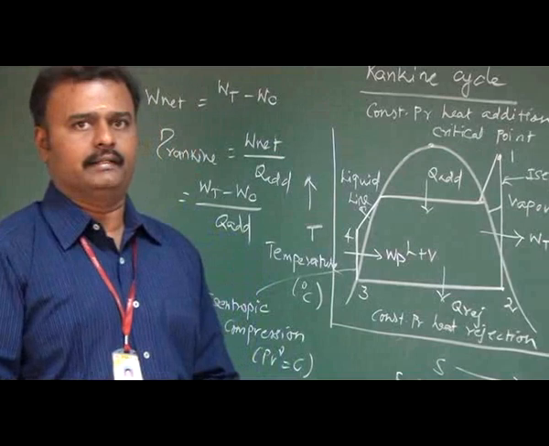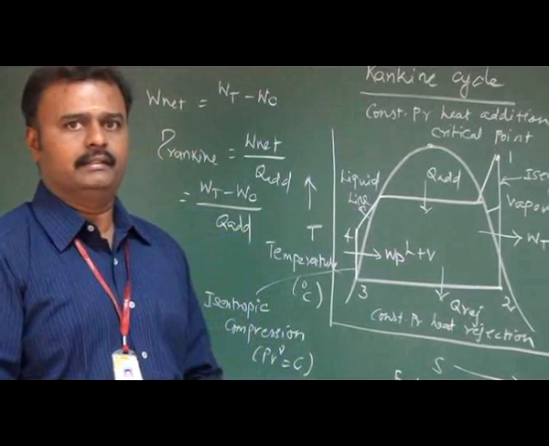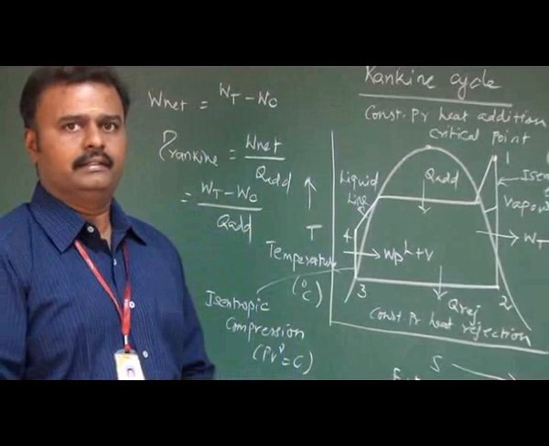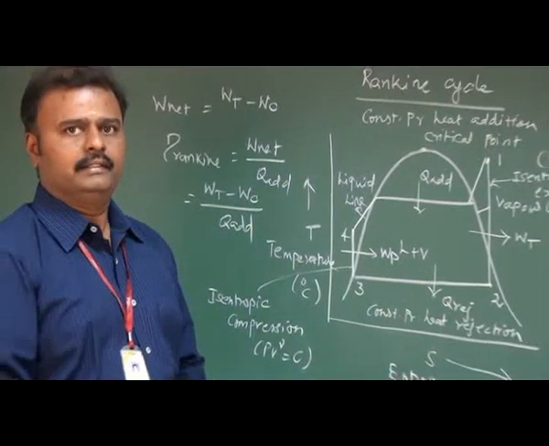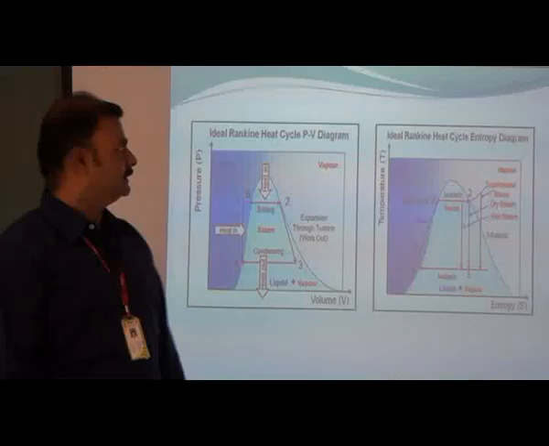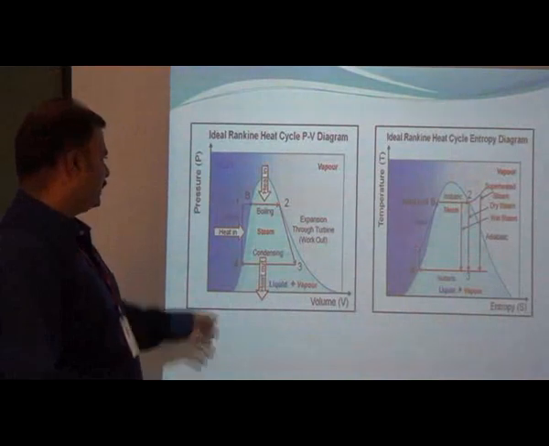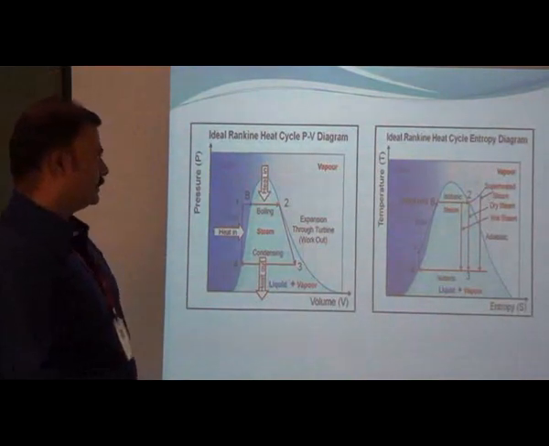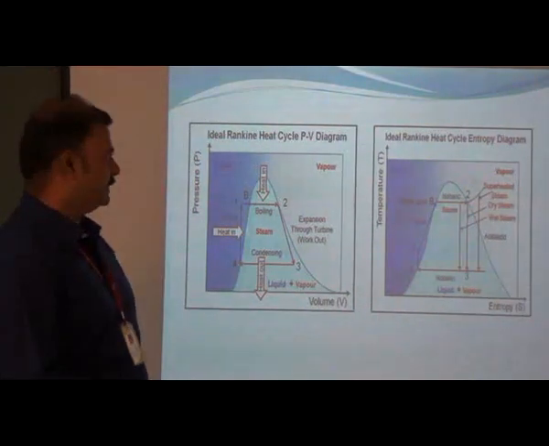This is the ideal Rankine cycle for the thermal power plant, the PV and TS diagram. The TS diagram we already know. This is the PV diagram, how it is working. The 1 to 2 process is a boiling process. 2 to 3 is an expansion through the turbine, WT. And 3 to 4 is the condensation process. And 4 to 1 is again the heating process. This is the temperature entropy diagram for the Rankine cycle.